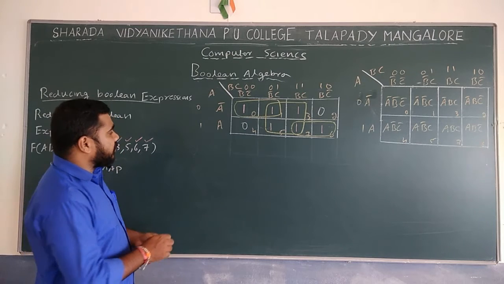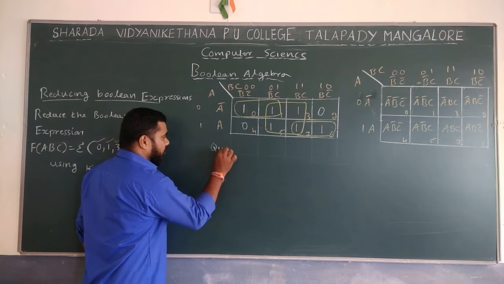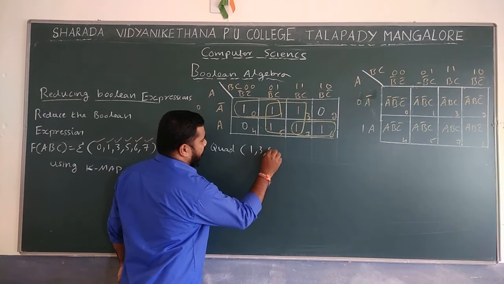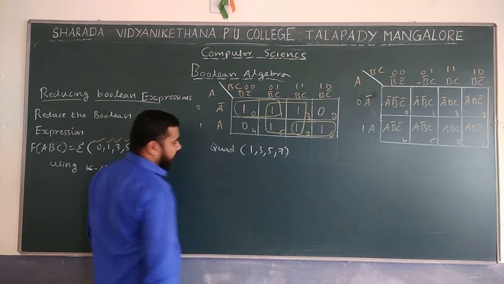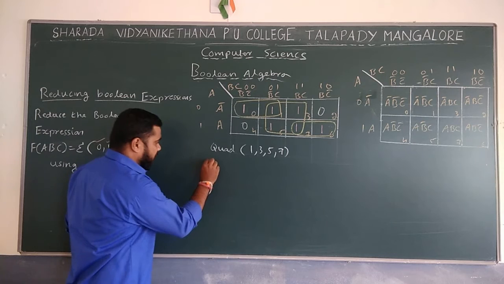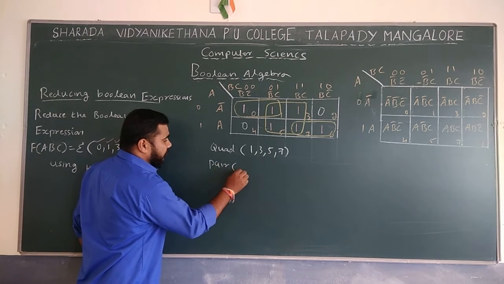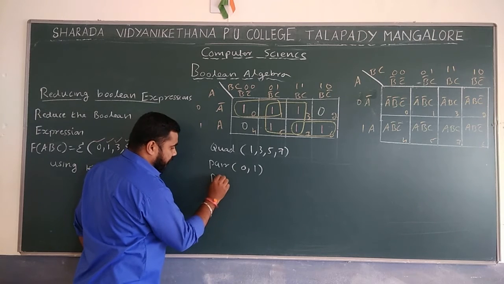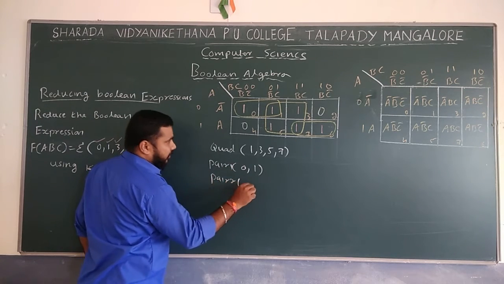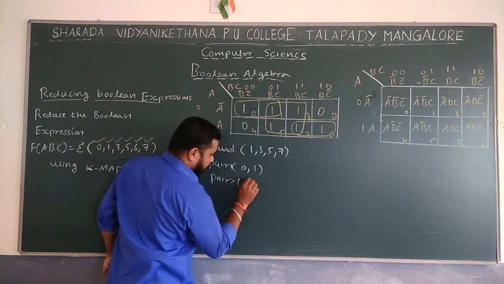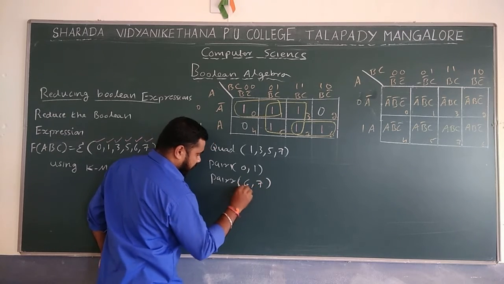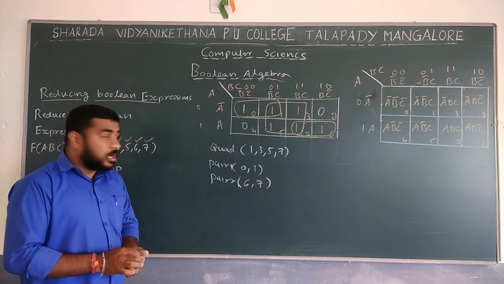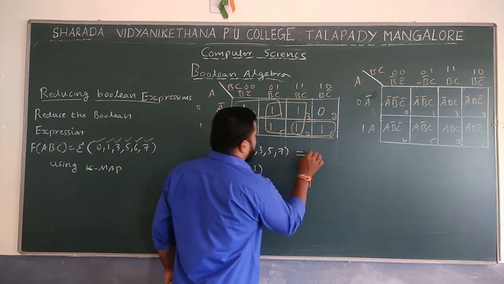How can we reduce? The first one is the quad: cells 1, 3, 5, 7. The next is pair 1, the first pair: 0 and 1. The second pair is 6 and 7. So we got 3 groups, 3 terms. Now, how can we reduce them?